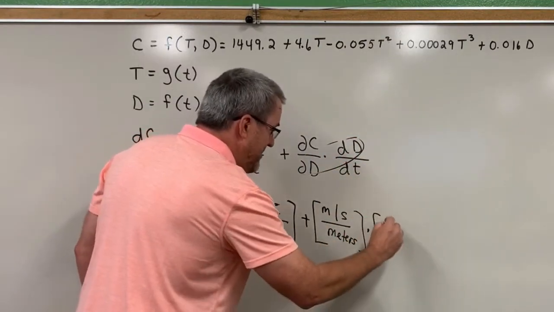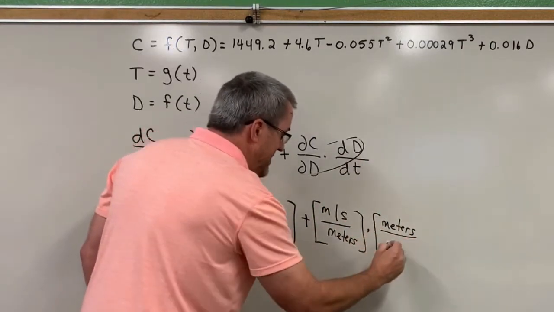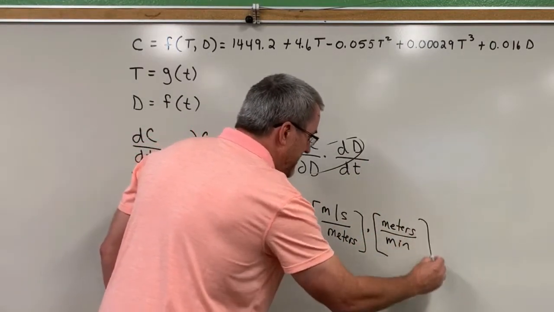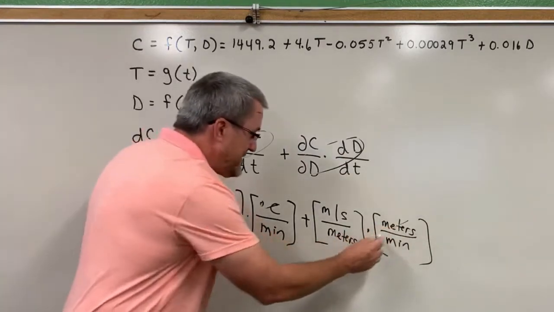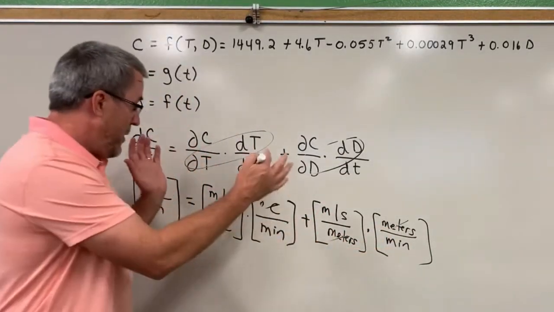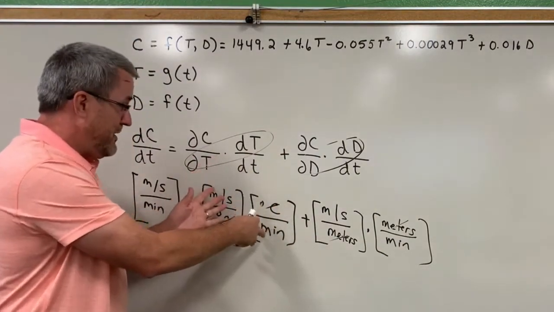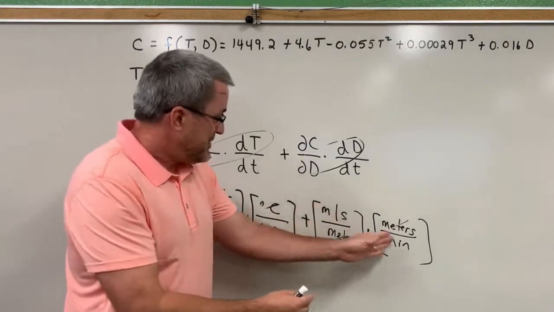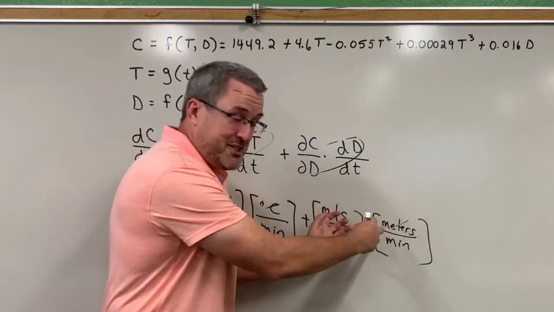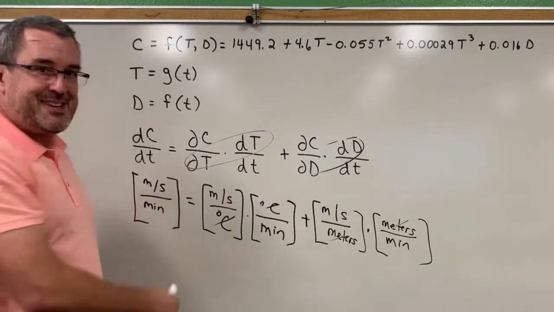dd/dt. Depth measured in meters. Changes in time measured in minutes. And so yes, again, if we just analyze these units, we have meters per second per minute. So meters per second per minute caused by changes in temperature plus meters per second per minute caused by changes in depth combined to get a total meters per second per minute.